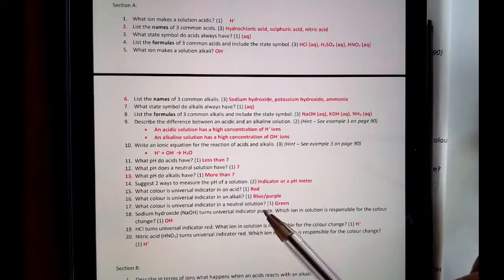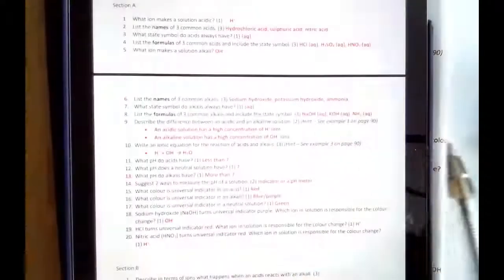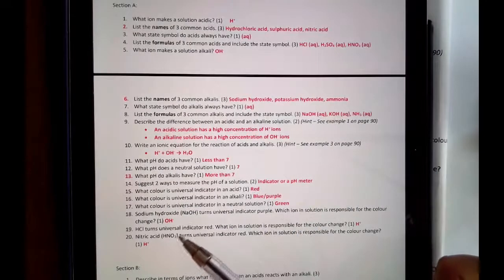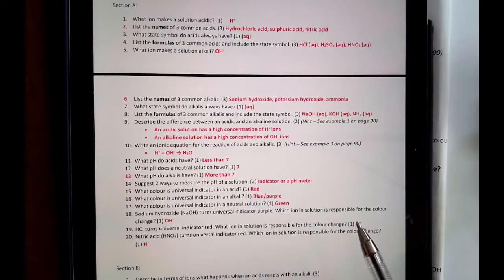If universal indicator is turning purple, then that means you've got an alkali, so the ion is going to be OH minus. If universal indicator is turning red, then that means you've got an acid, so the ion is going to be H plus. Nitric acid turns universal indicator red. Which ion is responsible? Again, it's an acid. If you're asked about the ion from an acid, the answer is always going to be H plus.